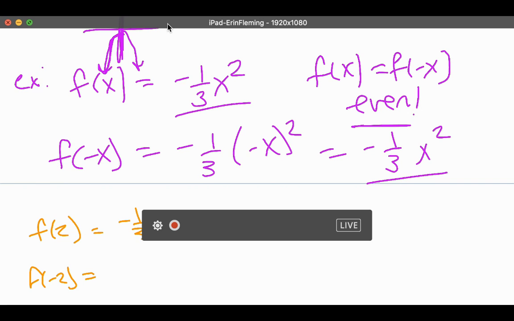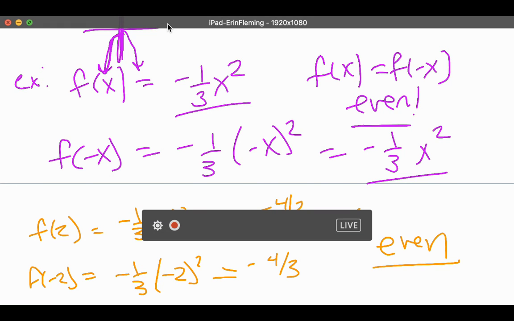This is going to be negative 1/3 times 2 squared, and this would be negative 1/3 times negative 2 squared. 2 squared is 4, so we get negative 4/3. And negative 2 squared is 4, so we get negative 4/3. And those are the same, so once again, this is an even function.